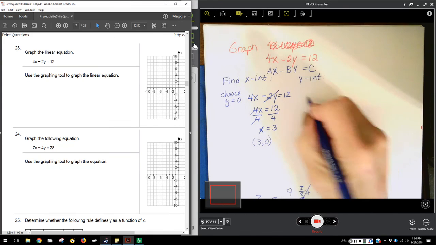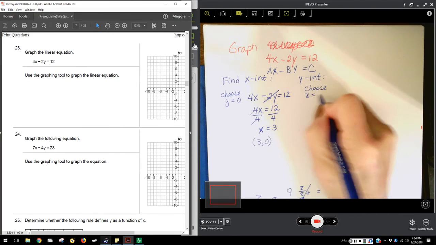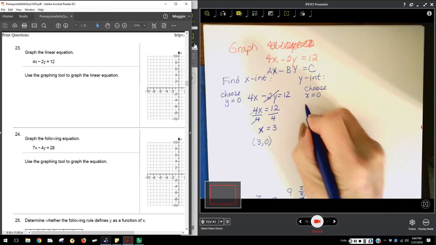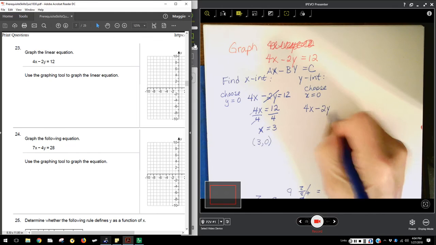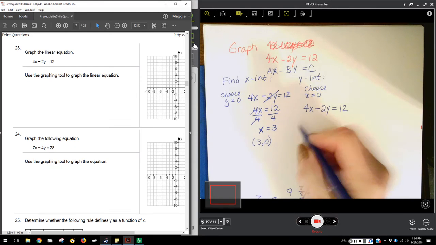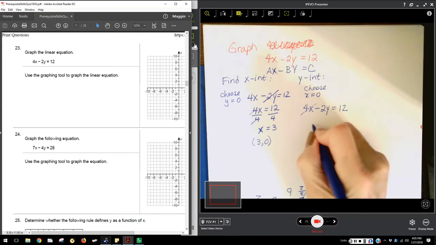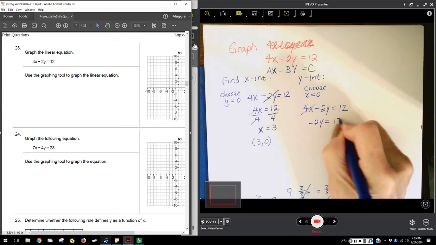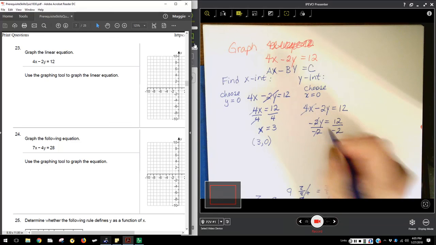To do the y-intercept, you choose x to be 0. And when you choose x to be 0, this disappears because 4 times 0 is 0. And what you have left is negative 2y equals 12. And that means y is equal to negative 6.